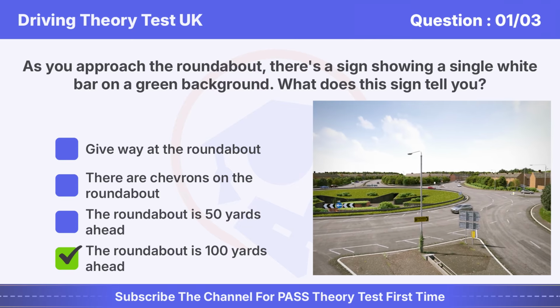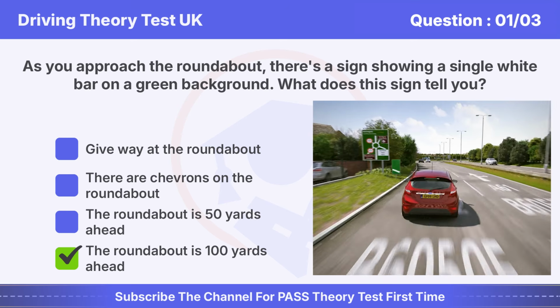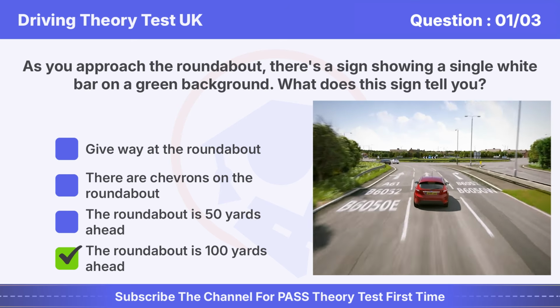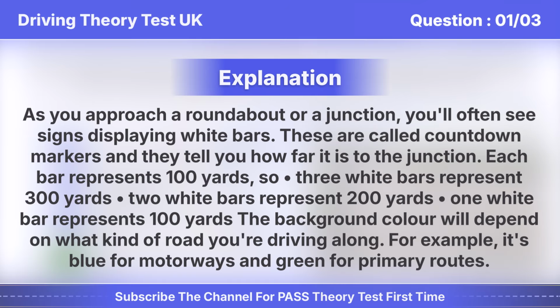Answer is D. The roundabout is 100 yards ahead. As you approach a roundabout or junction, you'll often see signs displaying white bars. These are called countdown markers, and they tell you how far it is to the junction. Each bar represents 100 yards, so 3 white bars represent 300 yards, 2 white bars represent 200 yards, 1 white bar represents 100 yards. The background color will depend on what kind of road you're driving along. For example, it's blue for motorways and green for primary routes.